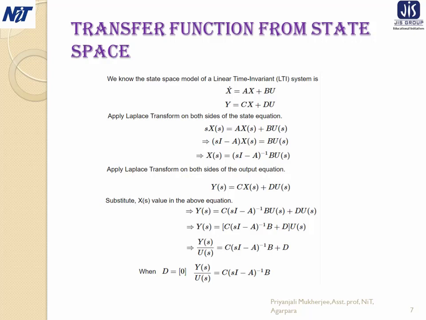In most cases, D becomes 0, which is the input-output coupling matrix, and direct coupling of the input to the output is very rare in control systems. So Y(s) by U(s) can also be found by using the formula C times (sI minus A) inverse times B.